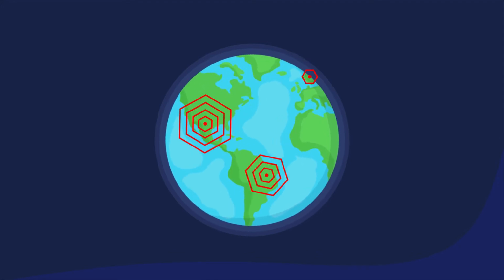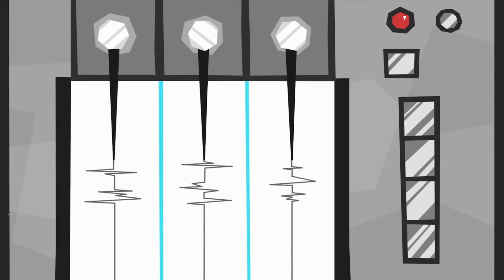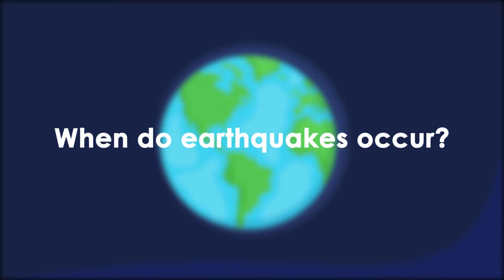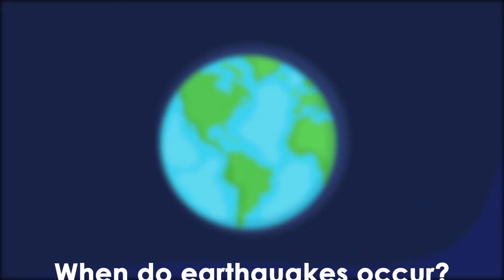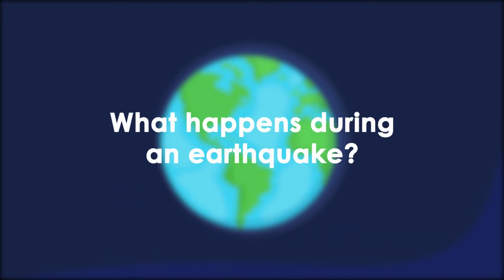During an earthquake, sudden crustal motion excites elastic waves that travel through Earth and are observable at seismic stations on the surface. So, when do earthquakes occur? More precisely, what long-term and short-term processes trigger them? An equally important question and a fundamental challenge to the science of geophysics is, what happens during an earthquake? That is, what are the forces and motions during a seismic event? So, let's jump into the physics.